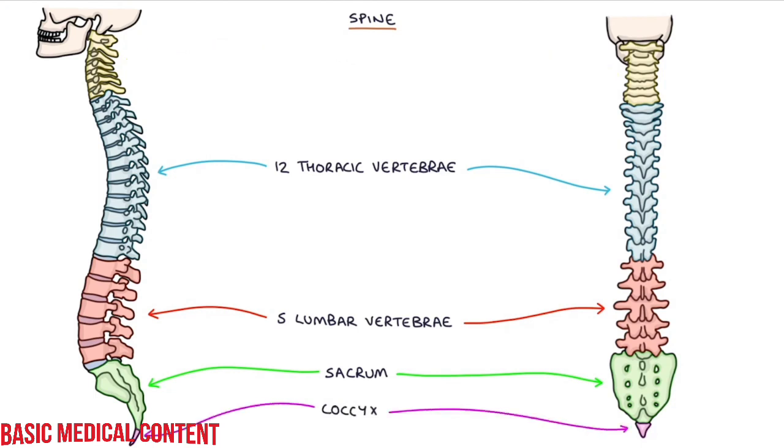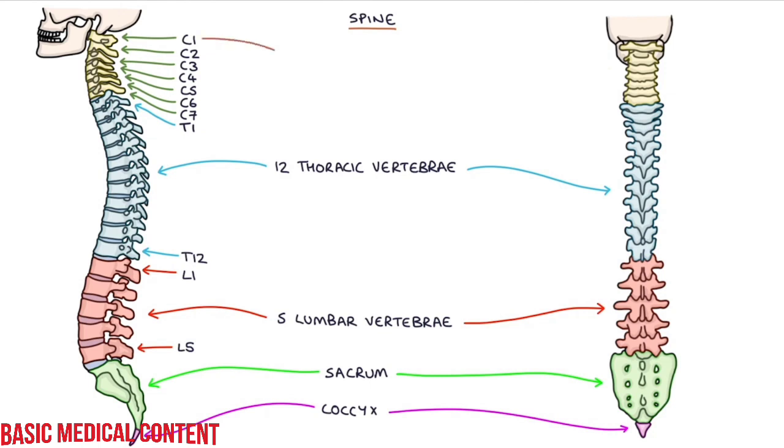Vertebrae are numbered from the top down. So C1 connects to the base of the skull, and this is followed by C2, C3, C4, C5, C6, and then C7, which connects to the first thoracic vertebra called T1. You then get T1 to T12, then L1 to L5, and then the sacrum. C1 and C2 have special names. C1 is called the atlas, and C2 is called the axis.